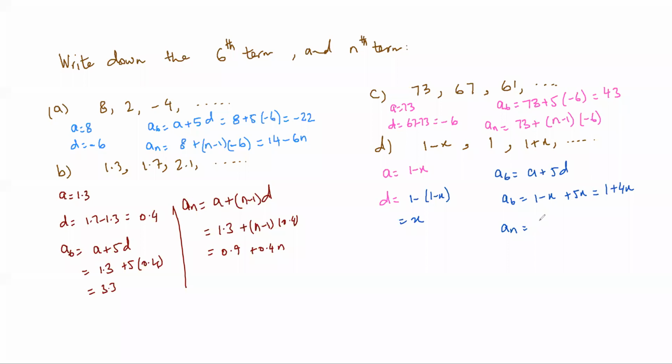The nth term for this is going to be your A, which is 1 minus x, plus n minus 1 into this x. If you want to simplify this, this is 1 minus x plus nx minus x. So this is 1 minus 2x plus nx. This is 1 plus x into n minus 2. That is the nth term in its simplest form. Okay?